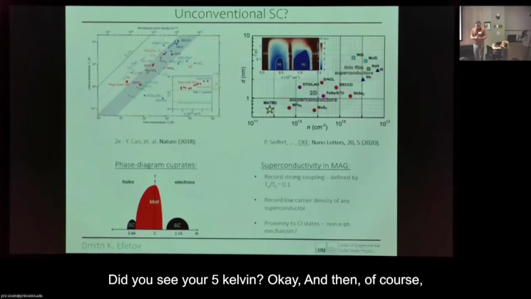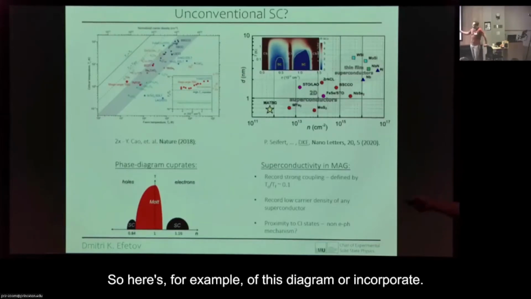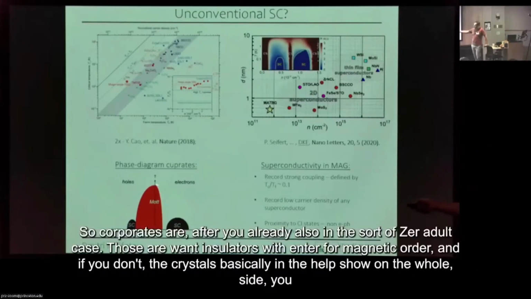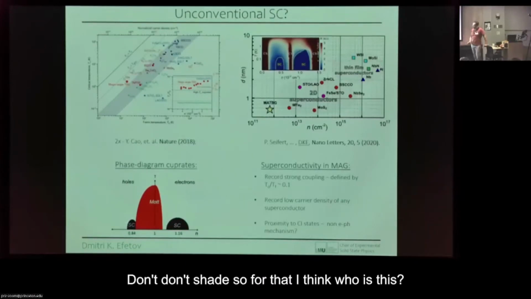Okay, and then of course, what was immediately also raised by Pablo is also the phase diagram, the way we plotted it. So here's, for example, a phase diagram of the cuprates. Cuprates are a priori, in the zero-doped case, Mott insulators with antiferromagnetic order. And if you dope the crystals, on the electron or the hole side, you also kill the Mott insulating phase, and you recover dome-shaped superconducting phases from this.